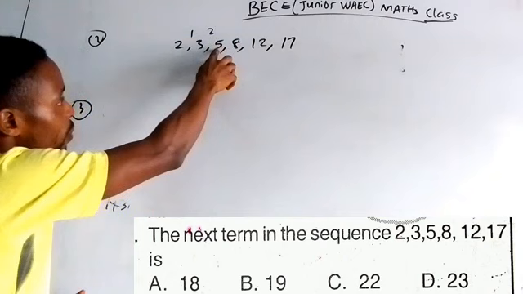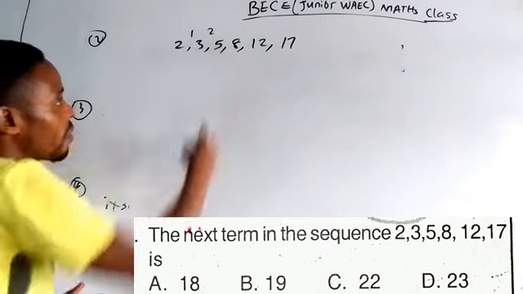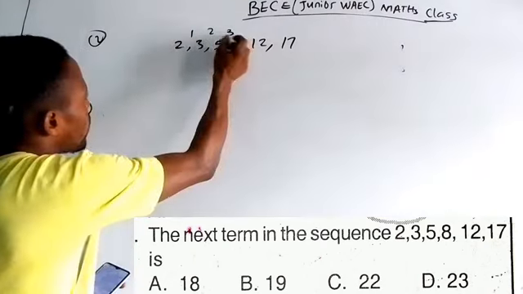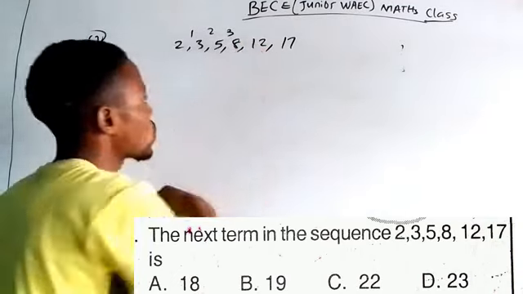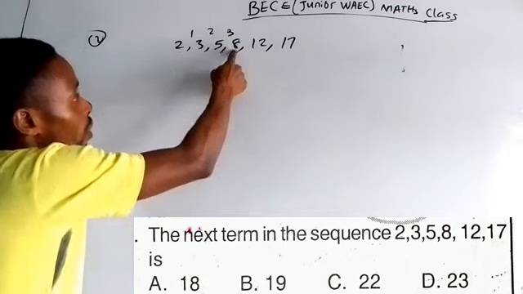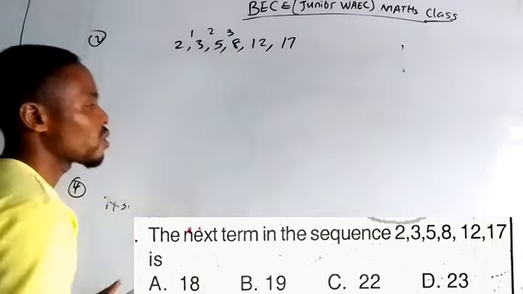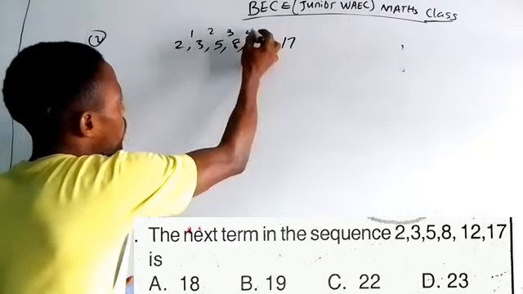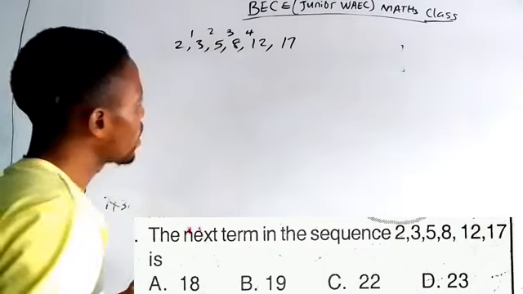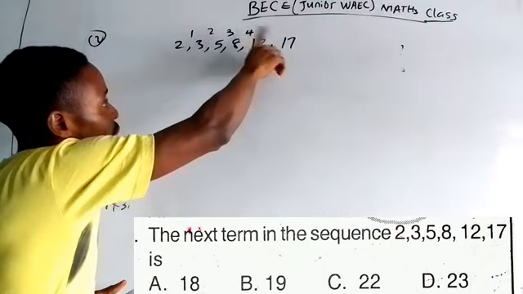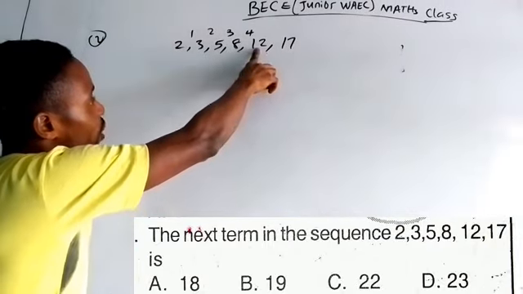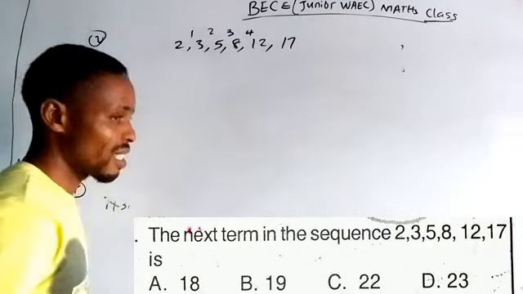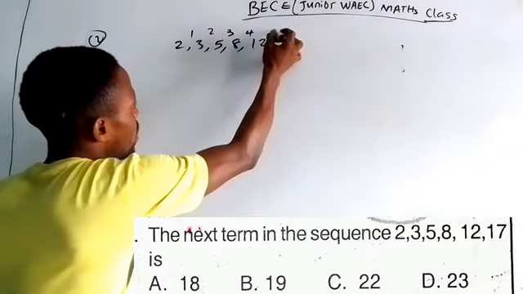So 3 plus 5, we have 8. It's increased by 3. So definitely the next one is to be increased by 4. Let's confirm it: 4 plus 8, we have 12. So this one is increased by 4. Since that was increased by 4, the next one will be increased by 5. 5 plus 12, we have 17.